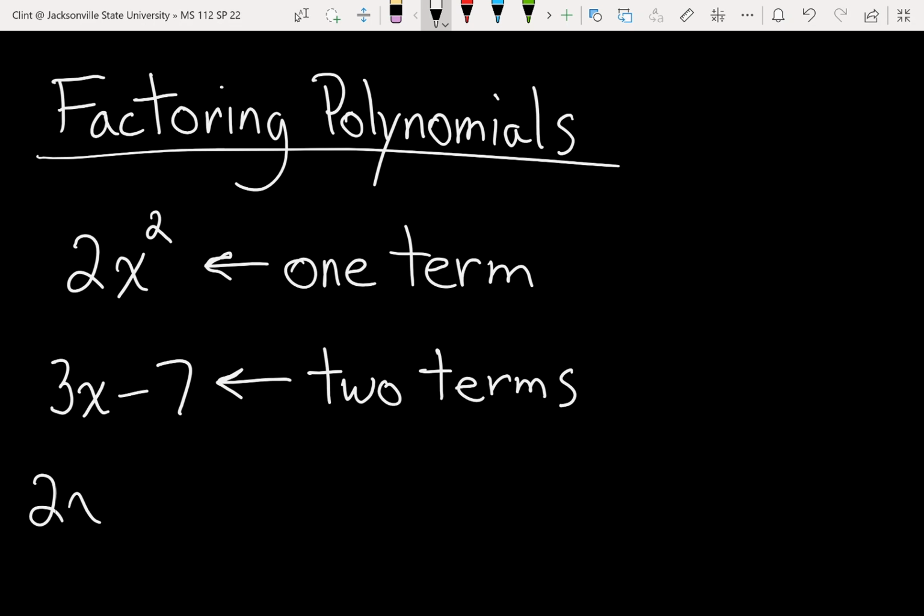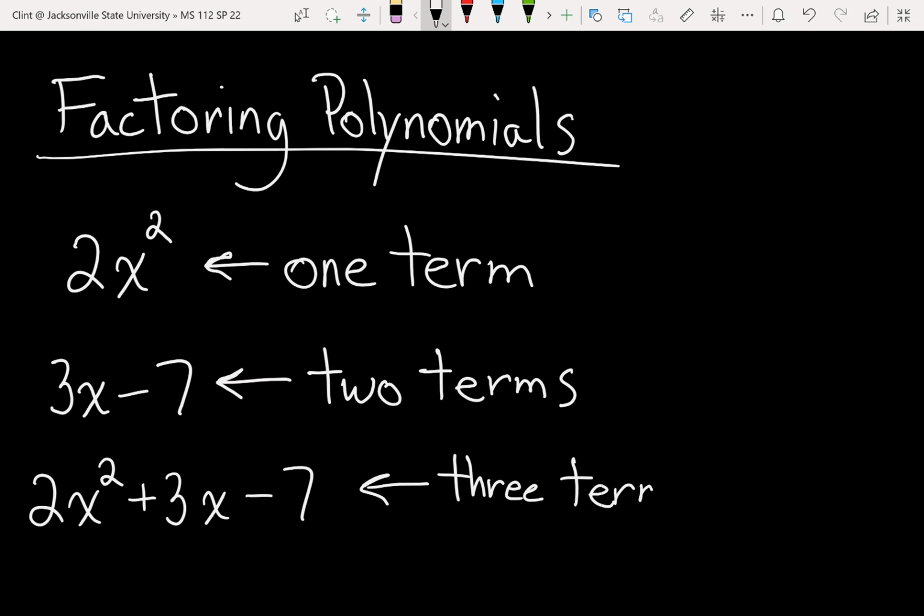One more here. That one we would say has three terms. We're about to give these special names. So we could say this is an algebraic expression with one term, or another way we could talk about it is we could say it's a polynomial with one term, and we give that a special name: we call it a monomial.